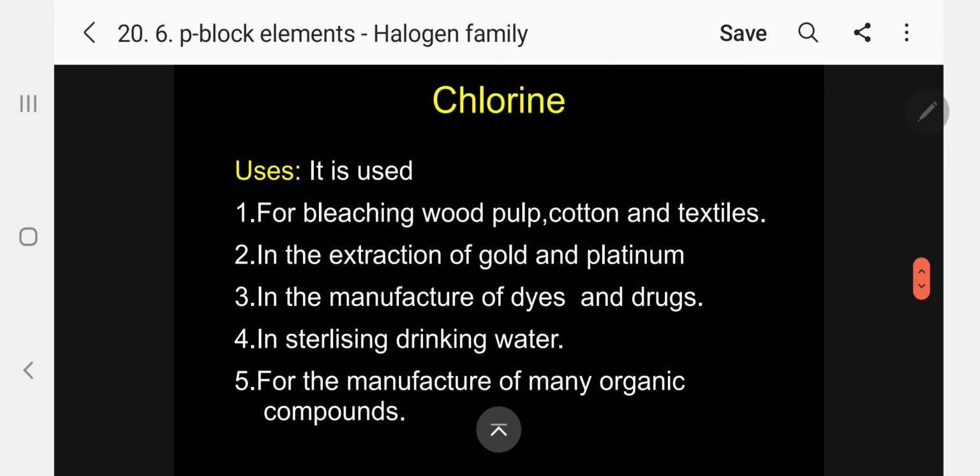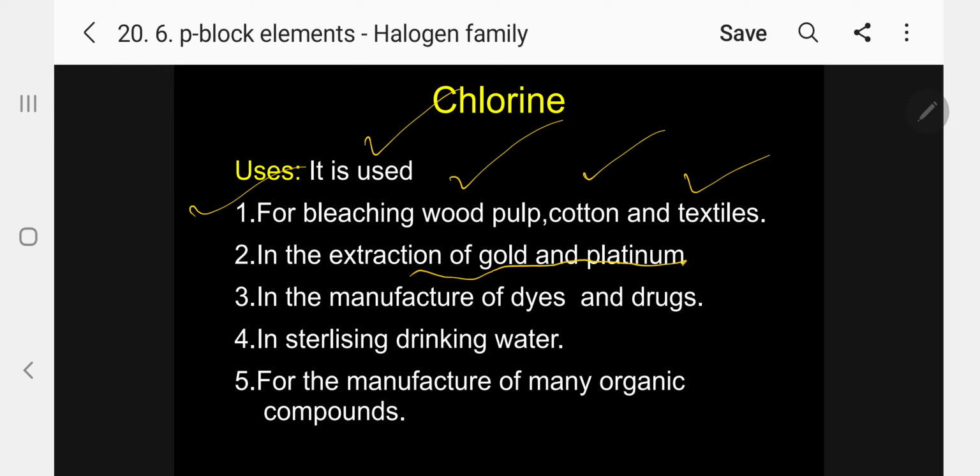Coming to uses of chlorine. It is used, 1, for bleaching wood pulp, cotton and textile. Number 2, it is used in the extraction of gold and platinum. It is also used in the manufacture of dyes and drugs. It is used in sterilizing drinking water. It is used for the manufacture of many organic compounds. So this is a starting material, the attacking reagent. We can prepare a number of compounds, chlorinated hydrocarbons. Kindly follow.